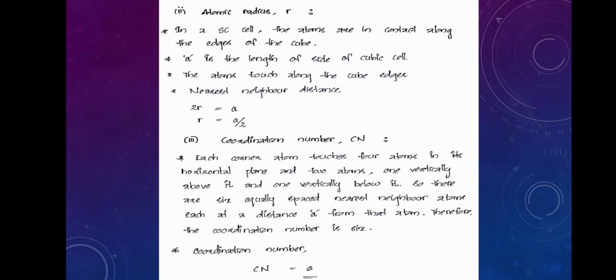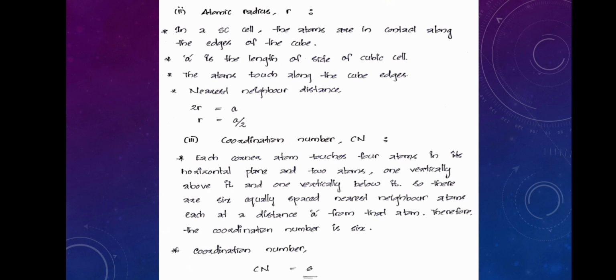Next, let's see how to find the atomic radius. What is the atomic radius of simple cubic structure? In a simple cubic structure cell, the atoms are in contact along the edges of the cube. Here a is taken as the length of side of the cubic cell. The atoms touch along the cube edge. To find the radius, 2r is equal to a. So we can easily find r equal to a by 2.